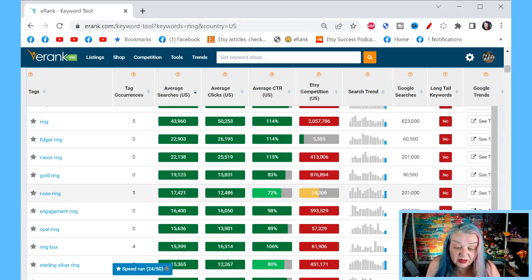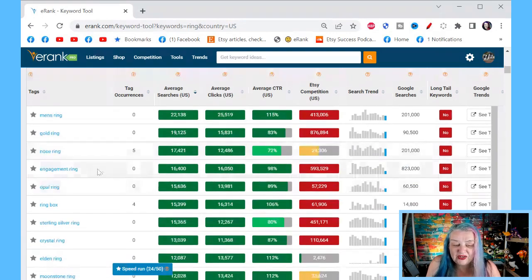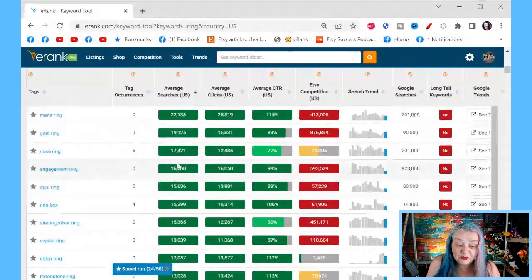That's definitely a potential. Now, I'm not saying that if you make rings, you don't want to make engagement rings, but you're maybe going to have to dig down into engagement rings and see what kind of engagement rings people are looking for.